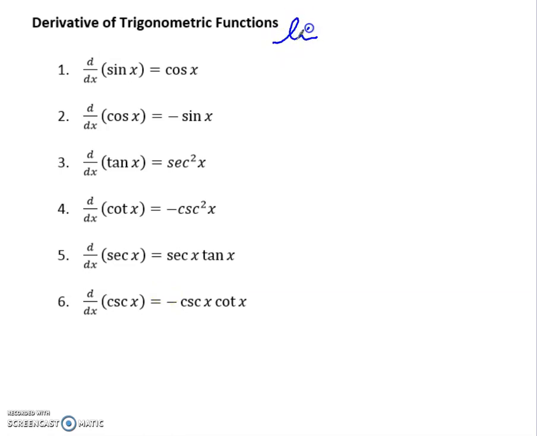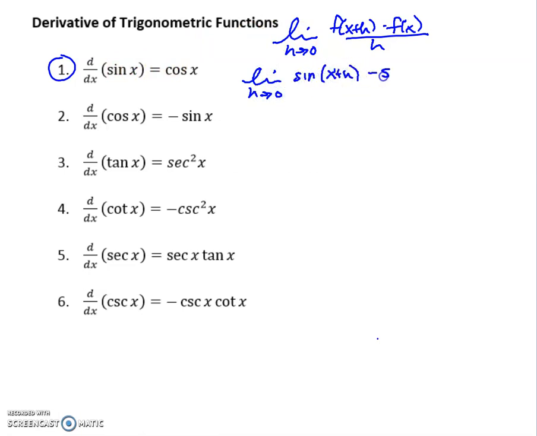If you remember, the derivative in general is this guy, right? This is the definition. I'll do the first one. If I was doing the first one, my function would be sine x. So this would be the limit as h approaches 0 of sine of x plus h minus sine of x over h. Now this is trapped in here. You can't distribute the sine. It doesn't work like that.